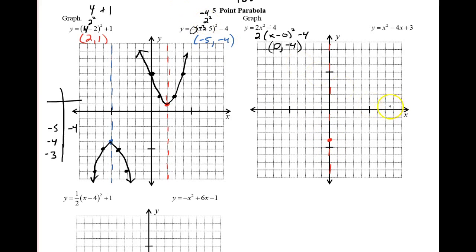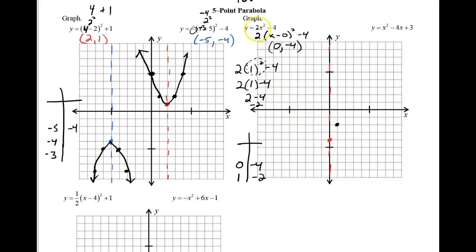So let's start with this idea of the t-table again. I start in the middle at my vertex, 0, -4. I want to plug in a value next to the vertex. I'm going to plug 1 in. I would just go up here and put a 1 where the x is, and so it would be 2 times 1 squared minus 4. You do your order of operations first. So 1 squared is 1 times 2. 2 times 1 is 2. 2 minus 4 is negative 2. So at 1, negative 2 is my next point.